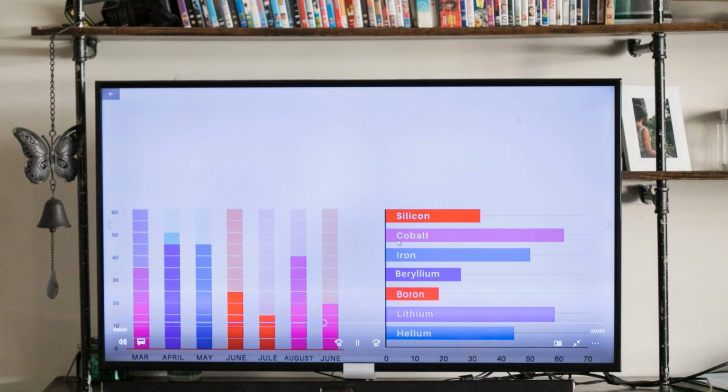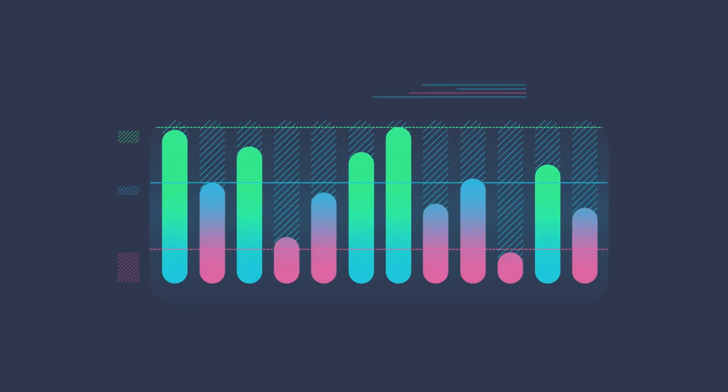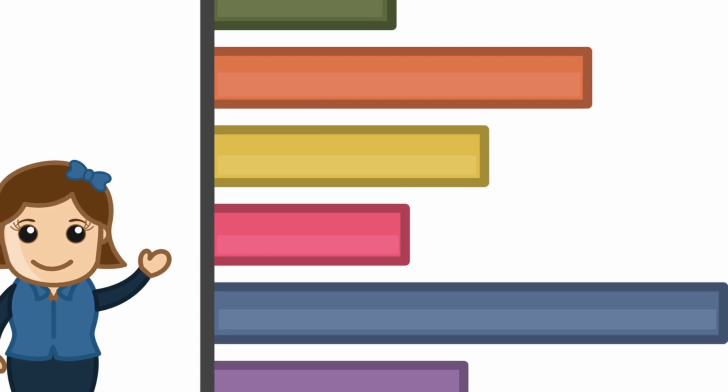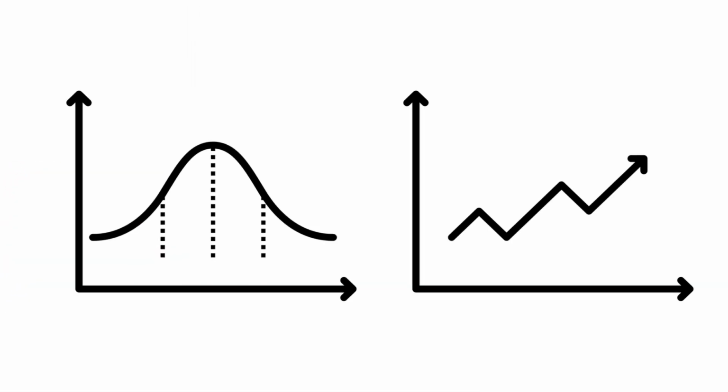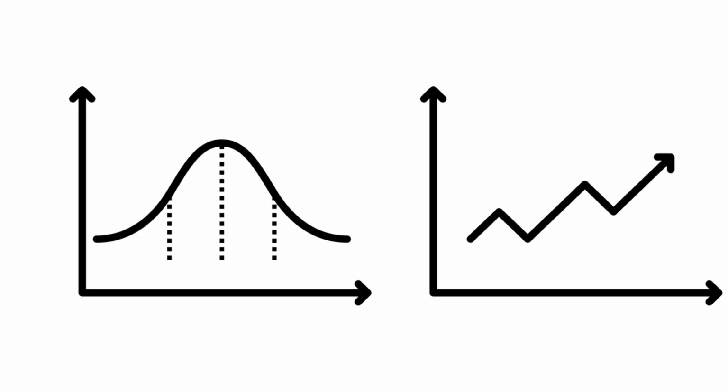Let's start with the histogram, a special bar chart that sorts data into bins. Each bar shows how many data points fall into a range, revealing the shape and spread of your data. Is it a bell curve, or is it skewed? Are values clustered or spread out?